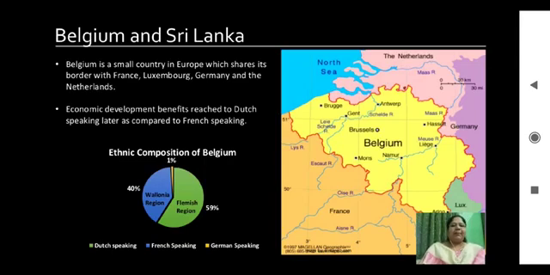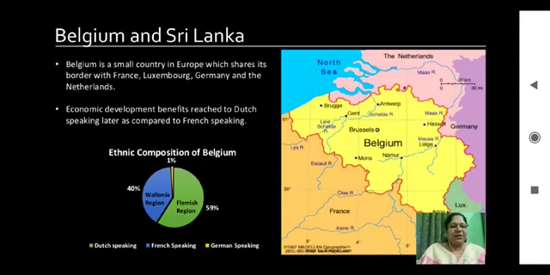The economic development benefits of this country reached the Dutch speaking community later as compared to the French speaking. Economic benefits can mean utilization of developmental resources like training, education, job opportunities and so on. That is what we mean by economic development here. Why is the question, why late to Dutch and why more to French, is the thing that we have to delve deeper into. Children, the population comprises two major linguistic communities in Belgium. One is the Dutch speaking community and the other one is the French speaking community. Alright, in Belgium, the Dutch speaking community is actually a majority.